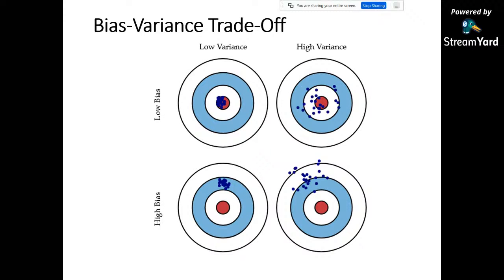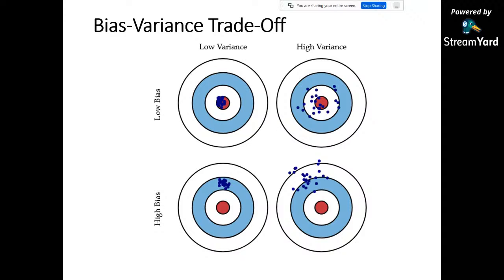So this is another good example, a plot of the bias-variance trade-off. Here the middle circle represents the predictive model, the middle red one in each figure. If you have low bias and low variance, you have very high predictive power.